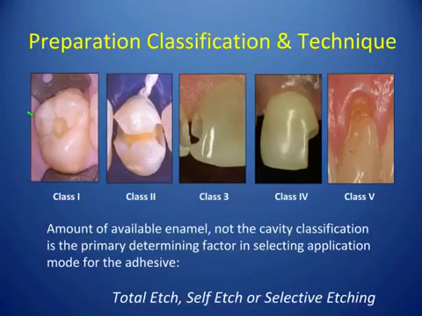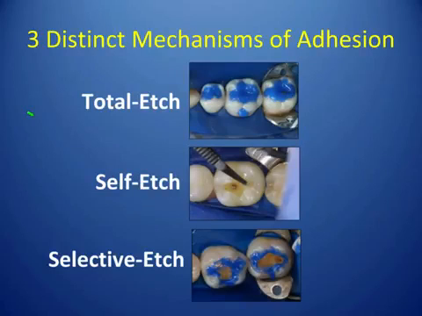Looking at etching themselves, this is how those steps would look. So total etch we're all familiar with, phosphoric acid both on the dentin and on the enamel. In self-etch, no use of the phosphoric acid, just of the adhesive-based material. Self-etching materials are often scrubbed into place. And then selective etching, so use of the phosphoric acid on enamel without incidental contact onto the dentin.